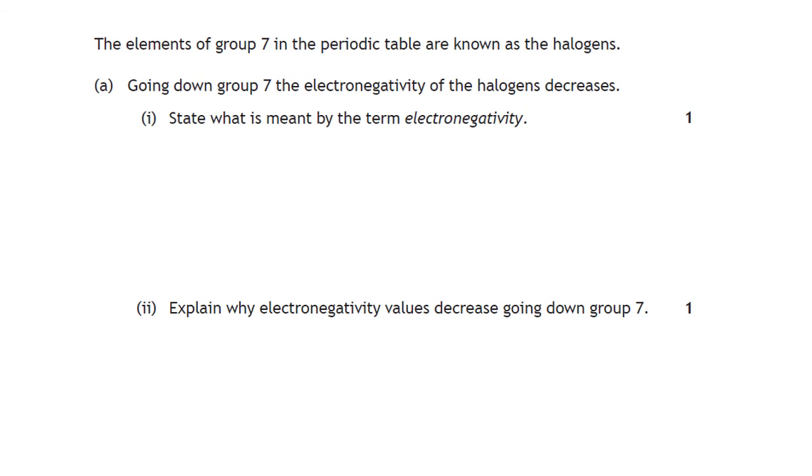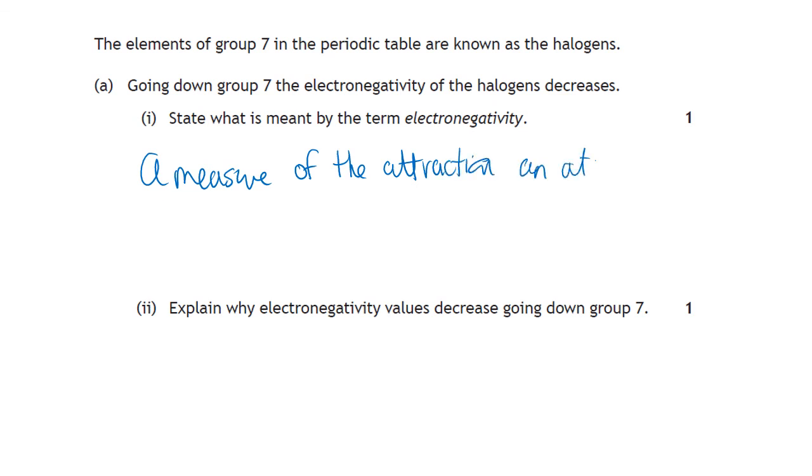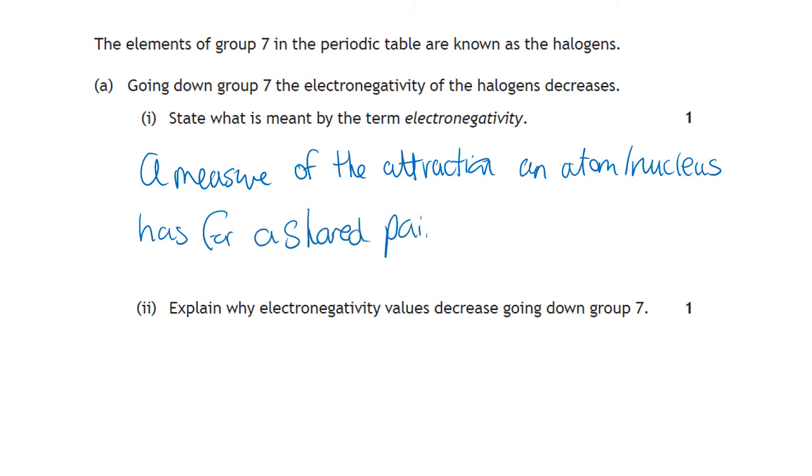What is meant by electronegativity? It is a measure of the attraction an atom or nucleus has for a shared pair of electrons in a covalent bond. Unfortunately, you just have to remember that. A measure of the attraction of a nucleus for a shared pair of electrons in a covalent bond.